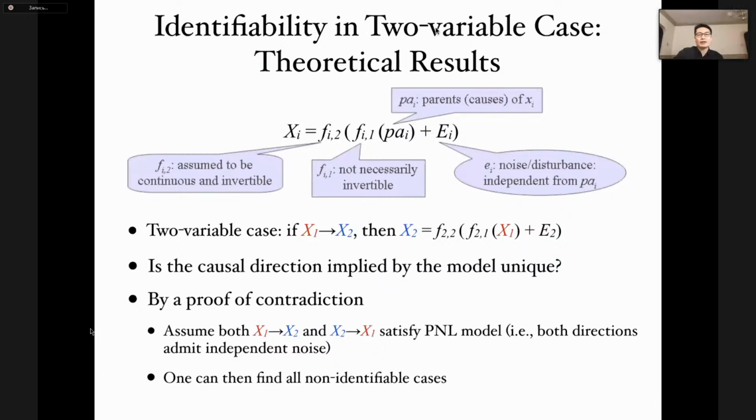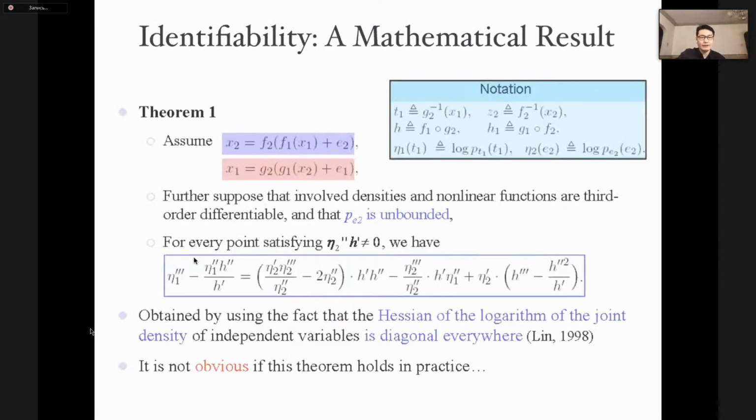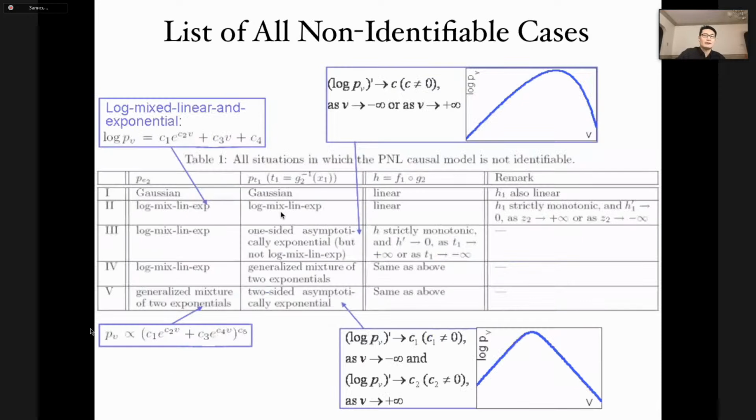Now I'm going to give some theoretical guarantee. How can we trust the result? We prove the identifiability of the causal direction in the 2-variable case by making use of proof by contradiction. Given data, suppose the ground truth is x1 causes x2. Now we assume that the other direction can also satisfy the post-nonlinear model. For the same distribution, we assume both of them hold true, and we find a constraint, which is actually a differential equation. Then we can solve the equation, and finally you can see there are only 5 solutions.